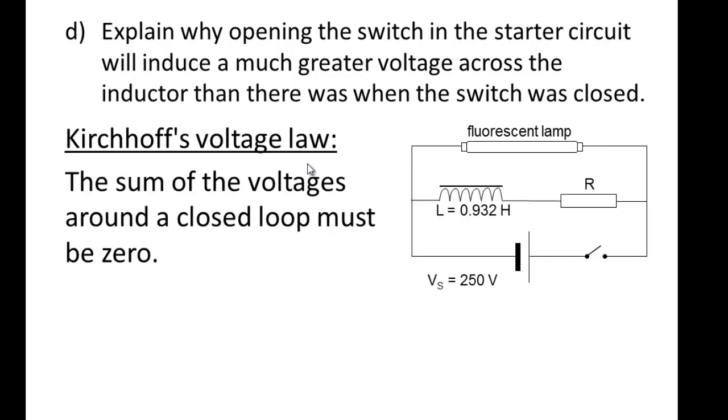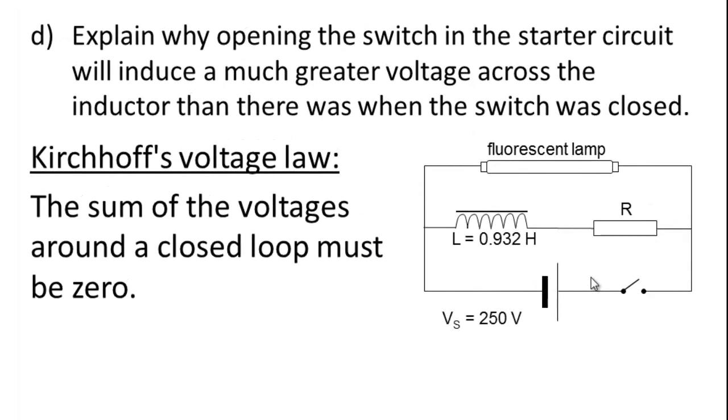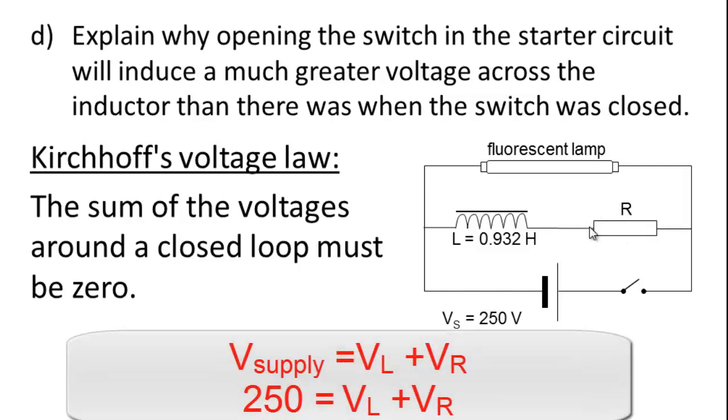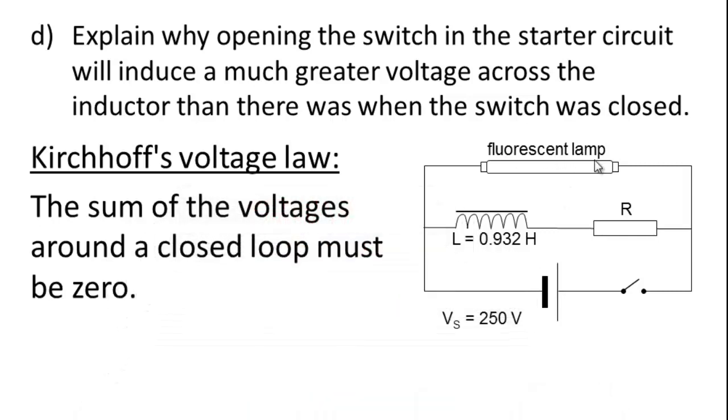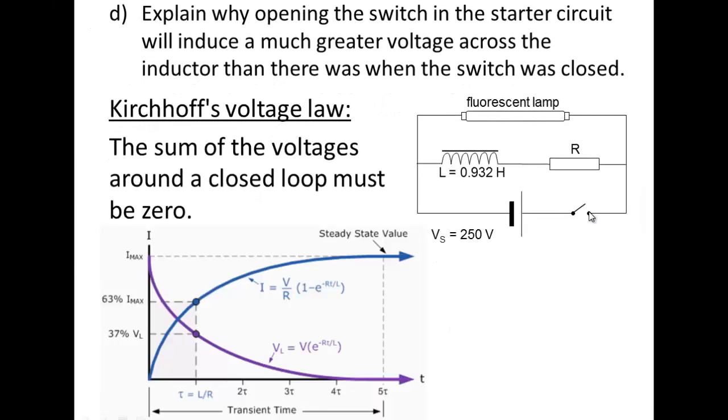Okay. Well, we know from Kirchoff's voltage law that the sum of the voltages around any closed loop must be 0. Okay, so there's 250 volts here. So that means between the resistor and the inductor, the voltages across those two must be 250 volts, and the voltage across the fluorescent lamp must be 250 volts, and there's no other way about it. We know when the switch is open, there's no current, and we know when the switch then is closed, it then builds up to a steady current.